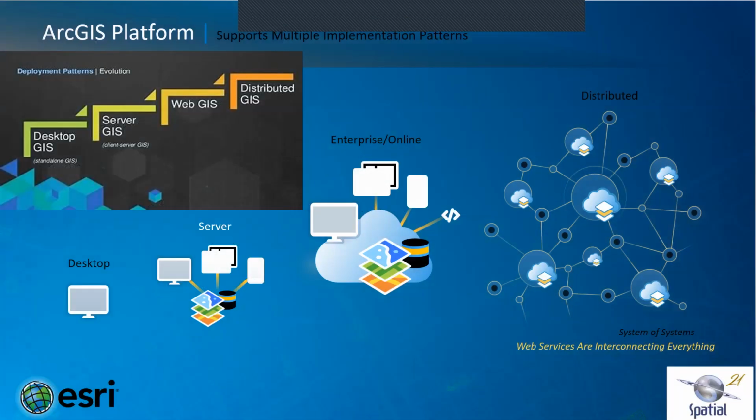So the ArcGIS platform supports multiple implementation patterns. And if you use GIS, then you will fall into one of these categories: the desktop GIS, the server GIS, the WebGIS, which is Enterprise and ArcGIS Online, and the distributed GIS, the system of systems.